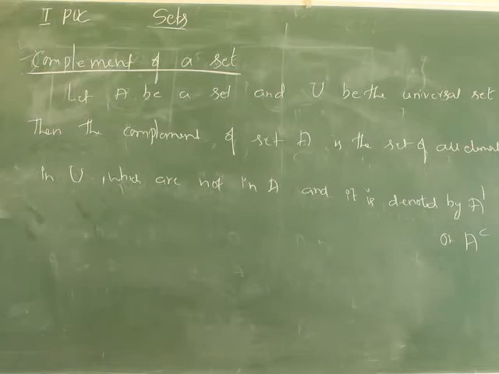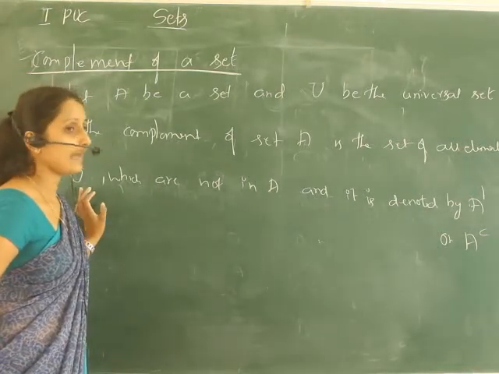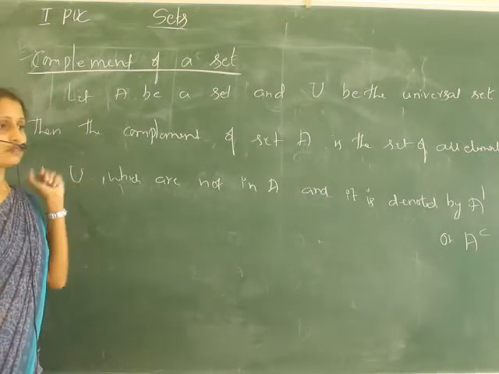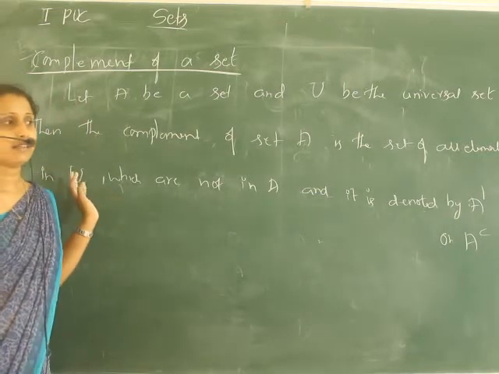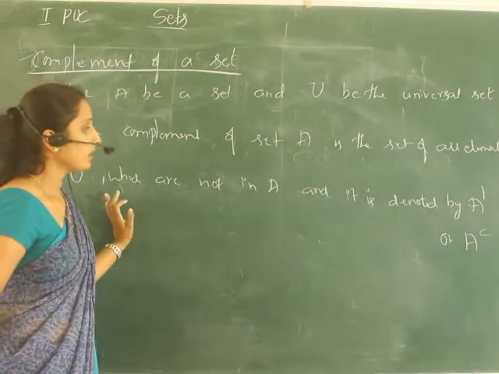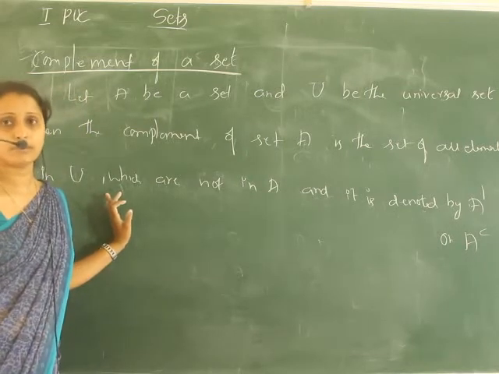The complement of A is the set of all elements of the universal set that are not in A. Suppose I take one example, a first PUC classroom. What is that? That will be the universal set.